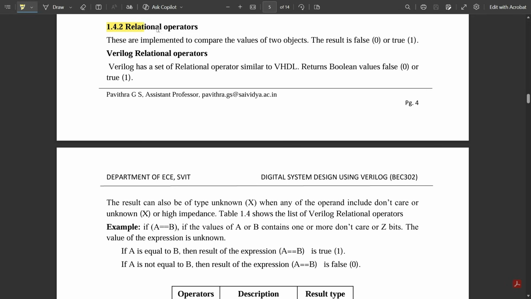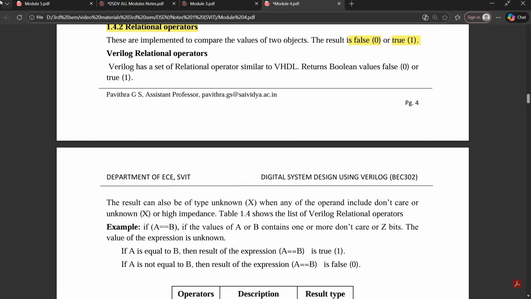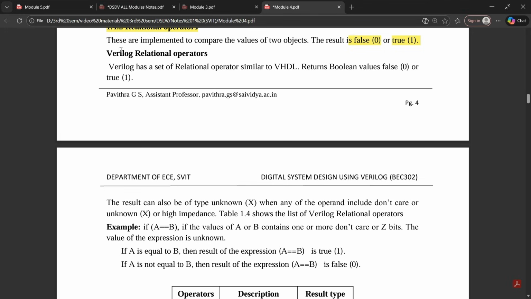Now we will discuss the Verilog relational operators. Okay, so here the relation is done basically using the Boolean functions for false or true. The false is used for representing zero, that is, the result of false can also be, in the bit representation, zero, or true, which is one. Okay, so now let us see how these are implemented.